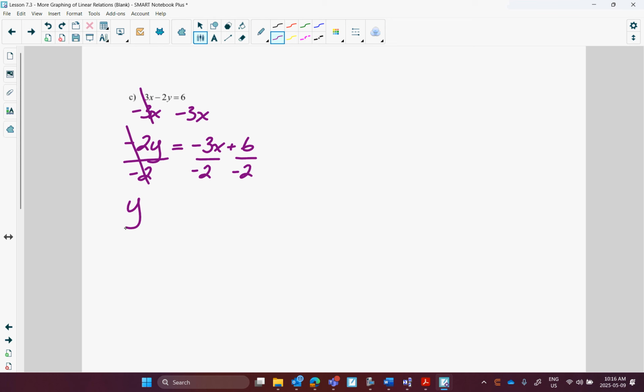Can I divide this and get a nice answer? No, but 2 negatives make a positive. So the best I can do is 3x over 2. That's okay. We know how to graph those now. But is there a cleaner way to say this? Negative 3.